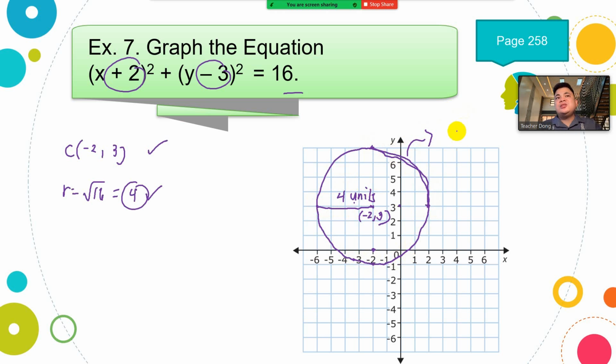So the equation of this circle, you have to put it also when you graph. It's x plus 2 squared plus y minus 3 squared equals 16. So that's how you graph the circle. All you need is the center and the radius. So I hope you can follow.